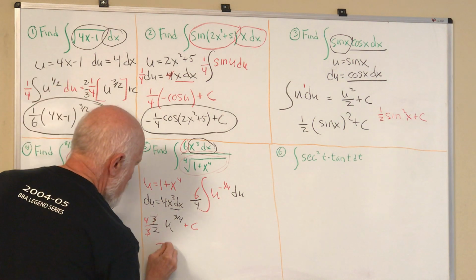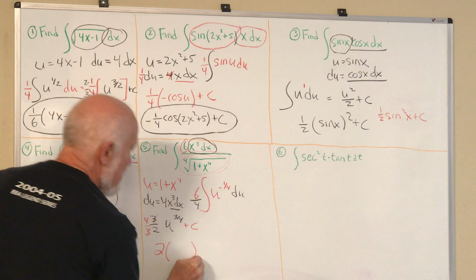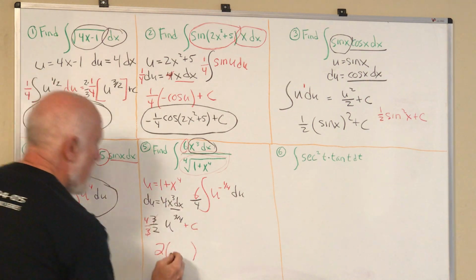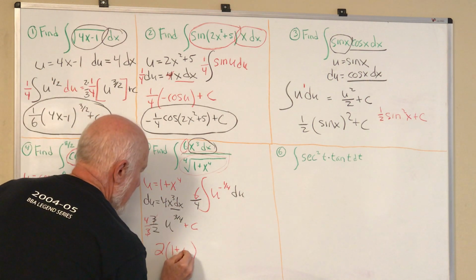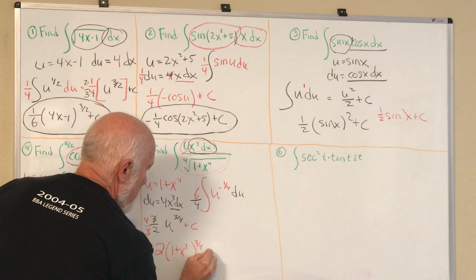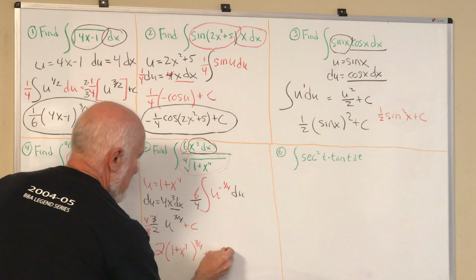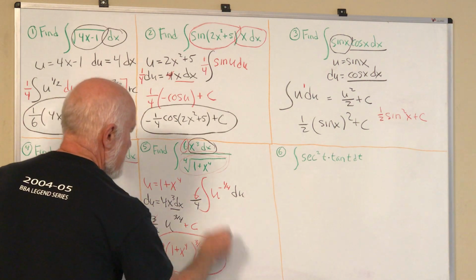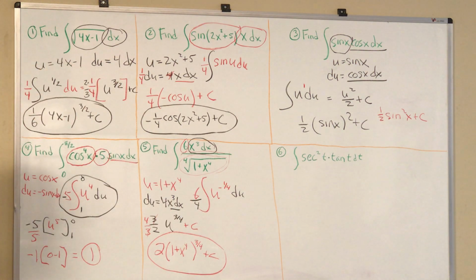So you get 2. Now you put u back in there. U is 1 plus x to the 4th, to the 3/4 power, plus c. And you've got an answer.